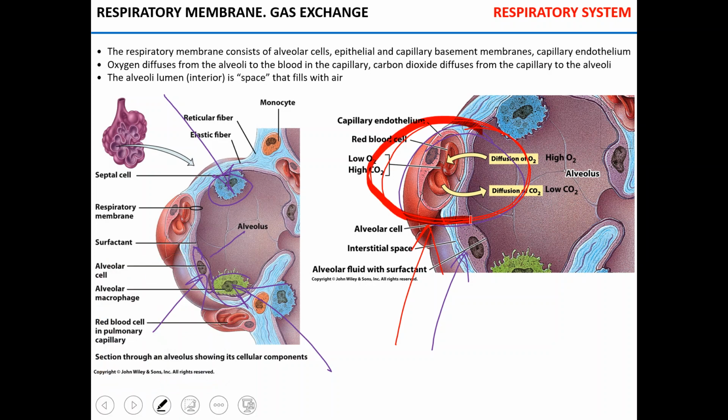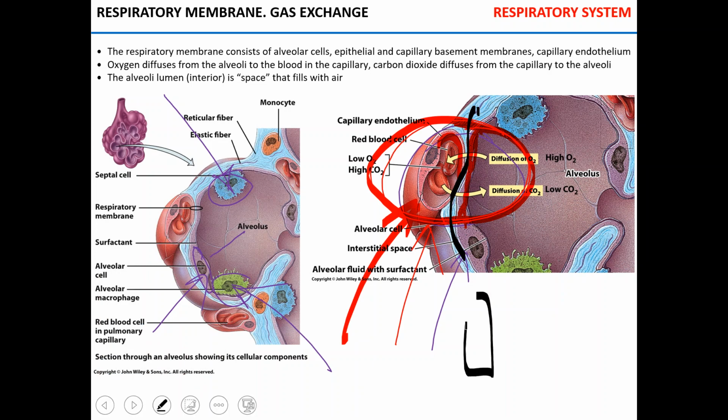So the respiratory membrane consists of the epithelial cell that forms the alveolar wall, the epithelial cell that forms the wall of the blood vessel, and the basement membrane between them. So essentially you have a cell, and a membrane between them, and that is the respiratory membrane. It's very thin, and this is why the diffusion of gases is extremely efficient.